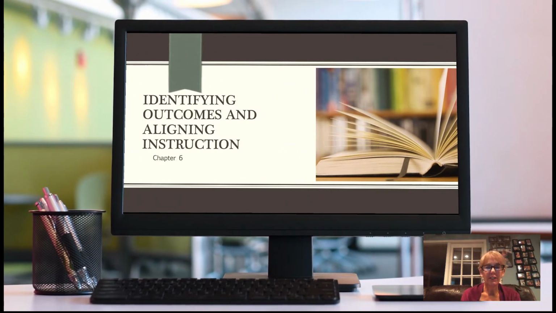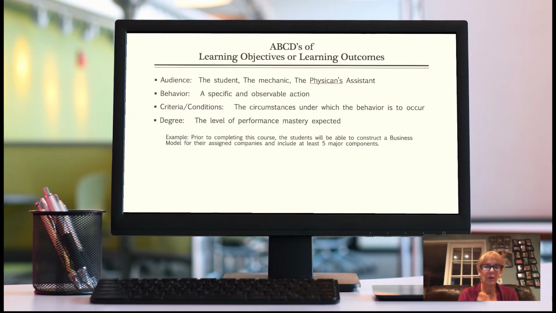We're going to take a look at how you identify outcomes and how you align your learning outcomes to the instruction, which is what Chapter 6 is all about. So we're going to cover a quick review of outcomes, writing outcomes, and making sure they align.